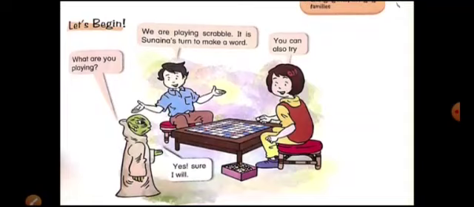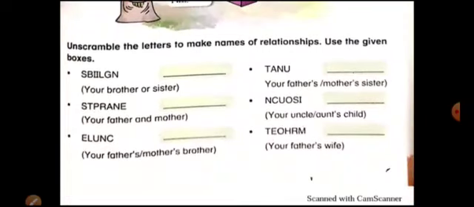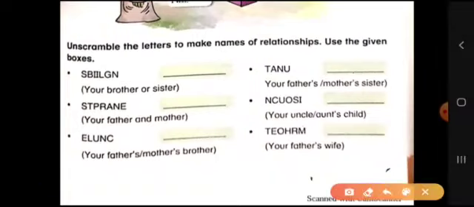Now children, our first task now is to understand some relationships. So here are some jumbled words and we have to unscramble these letters to make names of relationships. So some hints are also given. Let's work out. First, your brother or sister, what do you call them?